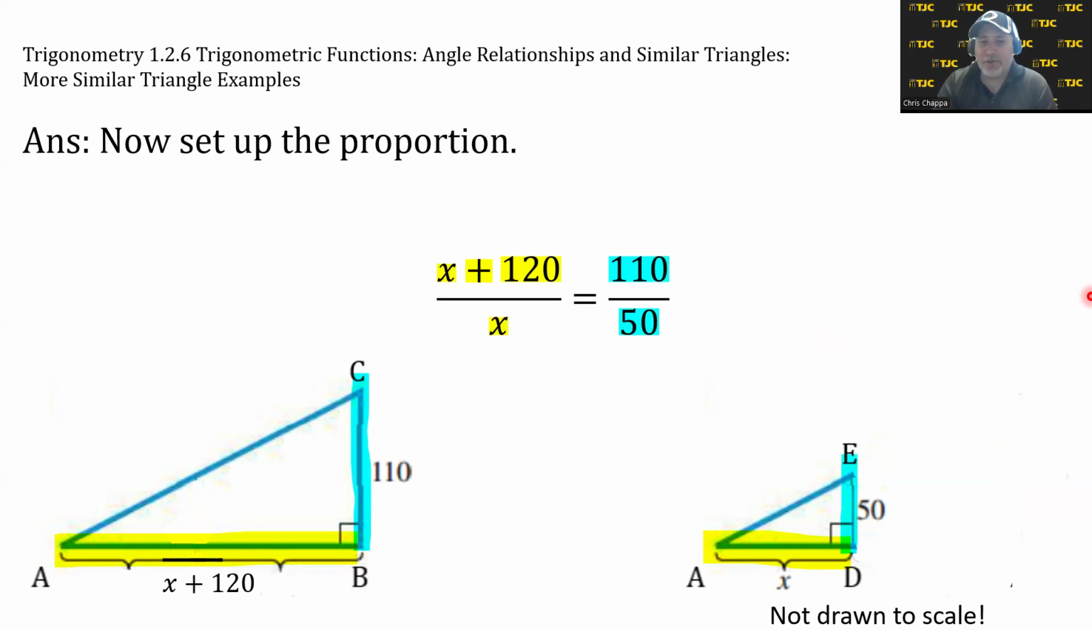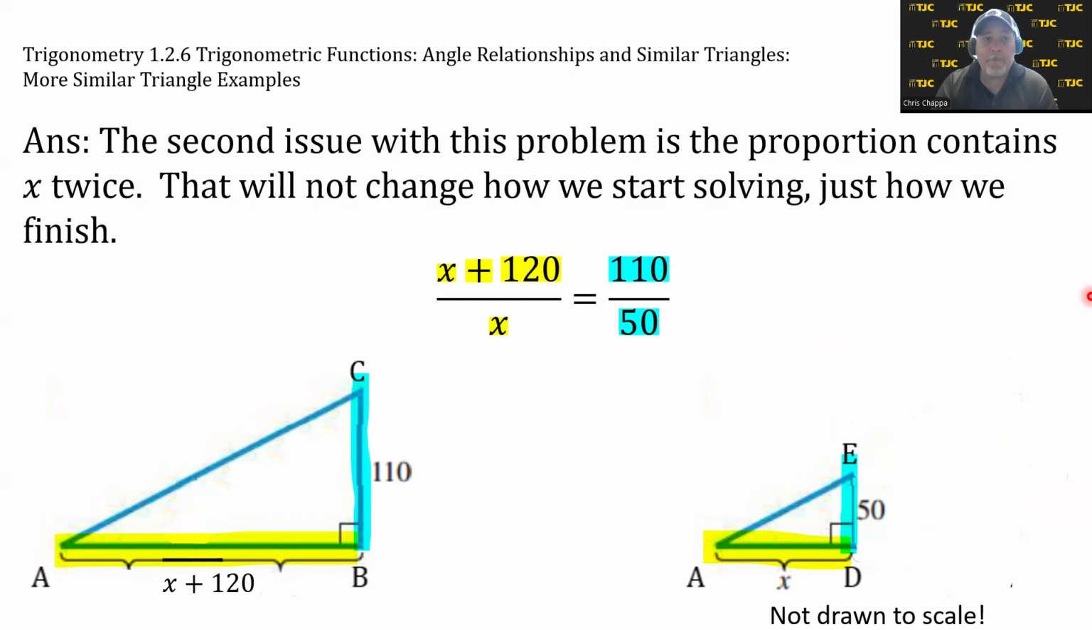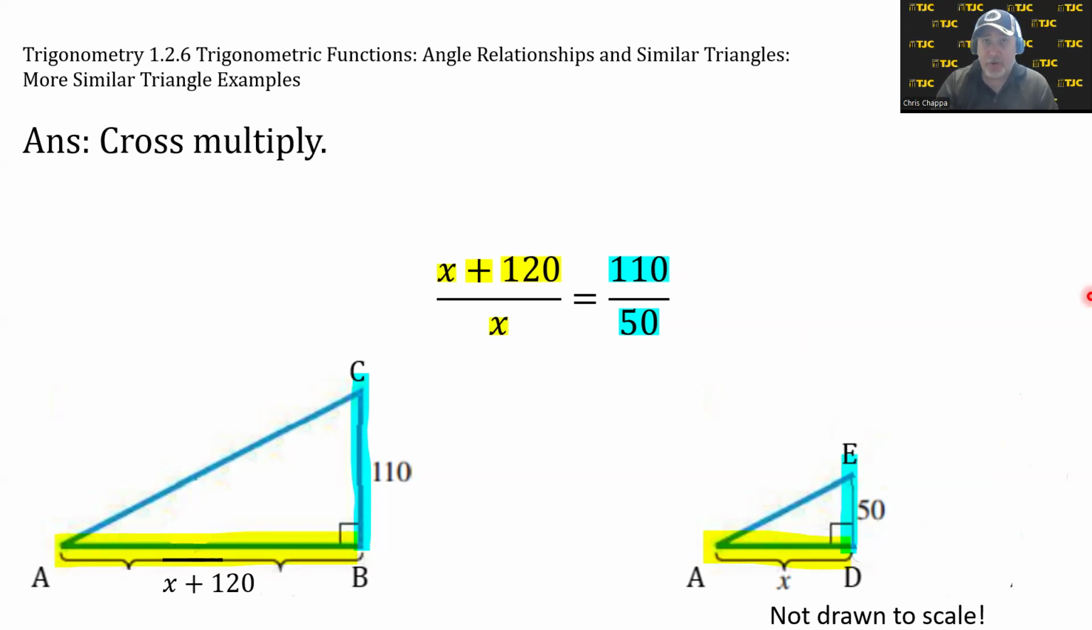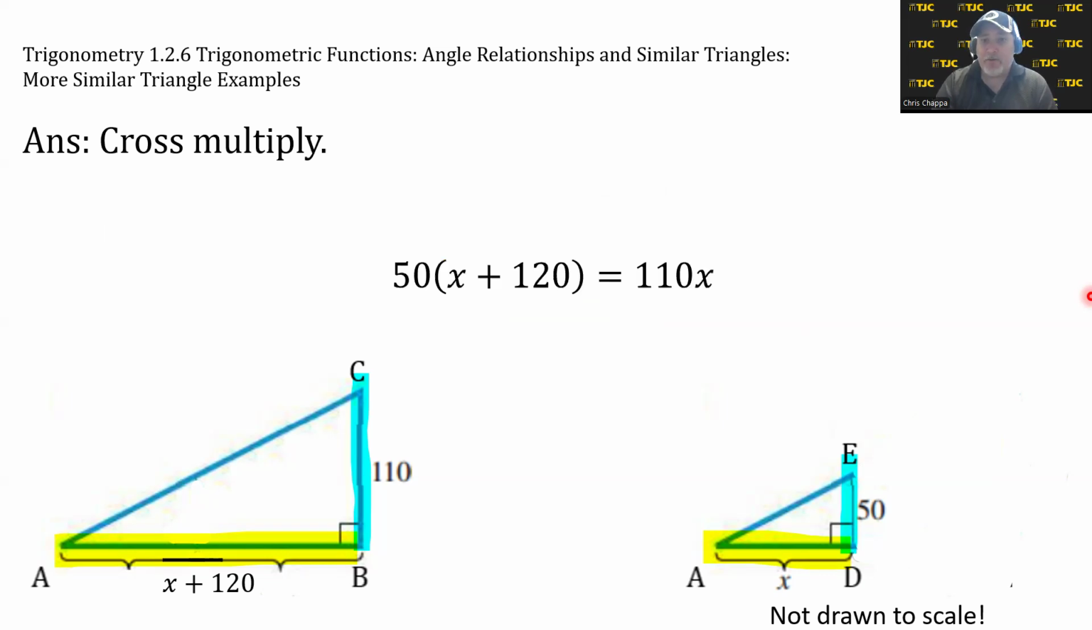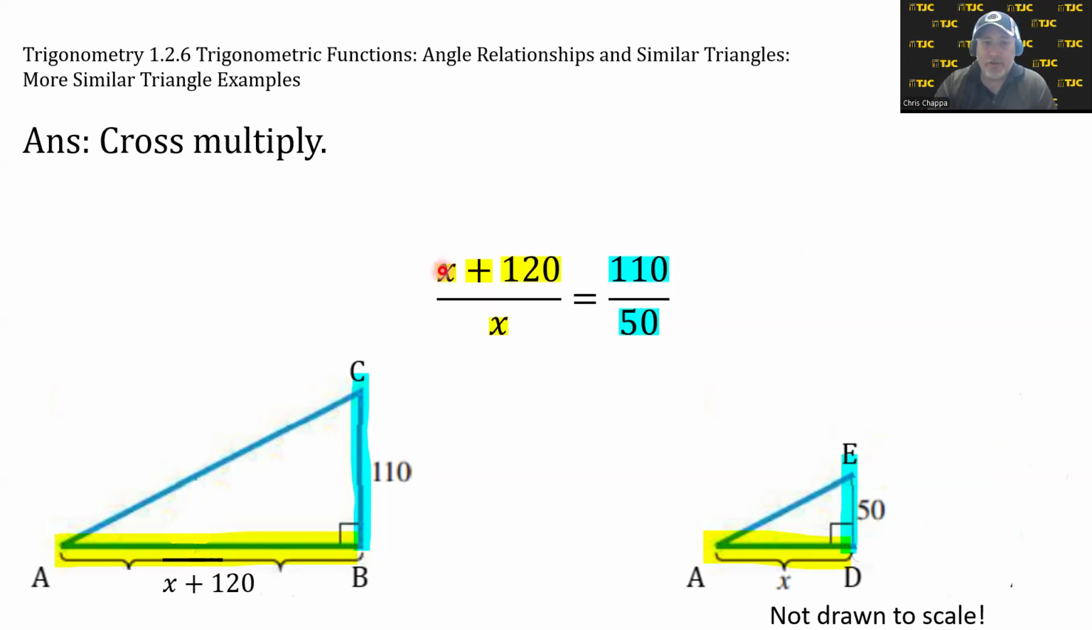The ratio of the heights in blue. On the left is 110. On the right is 50. I should point out that the scaling factor here is not immediately clear, but it's 2.2. That wouldn't help us, though, because the bottom sides both have x's. Now, the second issue with this problem is that the proportion contains x twice. This will not change how we start solving it. It'll just change how we finish it, because we're still going to start by cross multiplying. So we'll do 50 times x plus 120 equals 110 times x. This diagonal product equal that diagonal product.